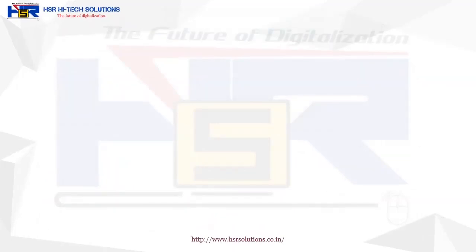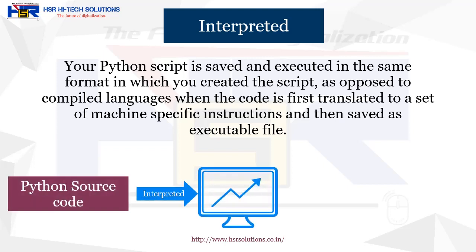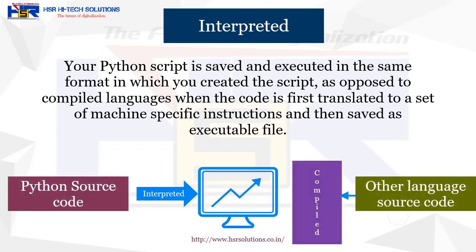Now we will consider why Python is called an interpreted language. Your Python script is saved and executed in the same format in which you created the script. While in a compiled language, the code we write is first translated to a set of machine specific instructions and then saved as an executable file. Then the final code is executed. In Python, what we write is directly converted into the output, while in other languages like C, the code is converted into compiled form, then it is executed on the system. Python skips the procedure of compilation, that's why Python is considered an interpreted language.